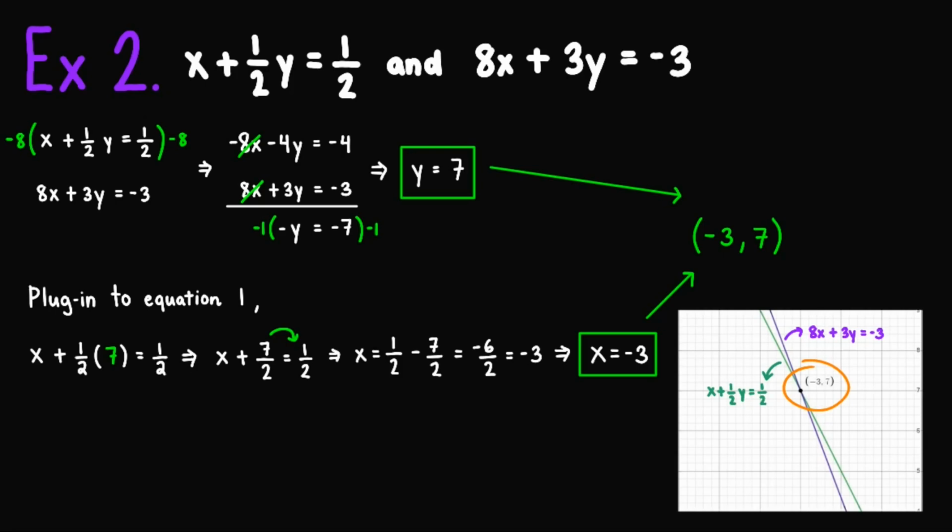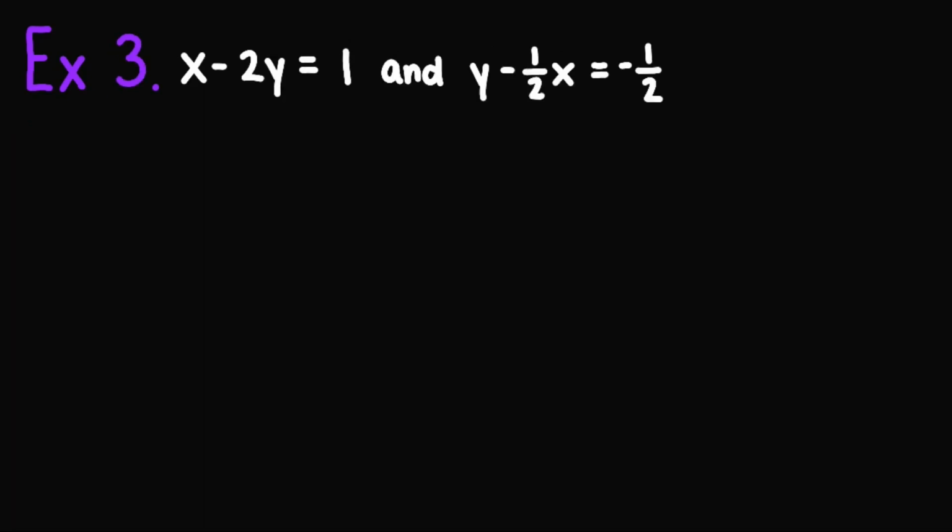Let's try out one final example. In here, we have x minus 2y equals 1 and y minus 1/2 x equals negative 1/2. Before we solve this, again, feel free to pause the video and you may try this one out on your own. Good, so let's try this one out.